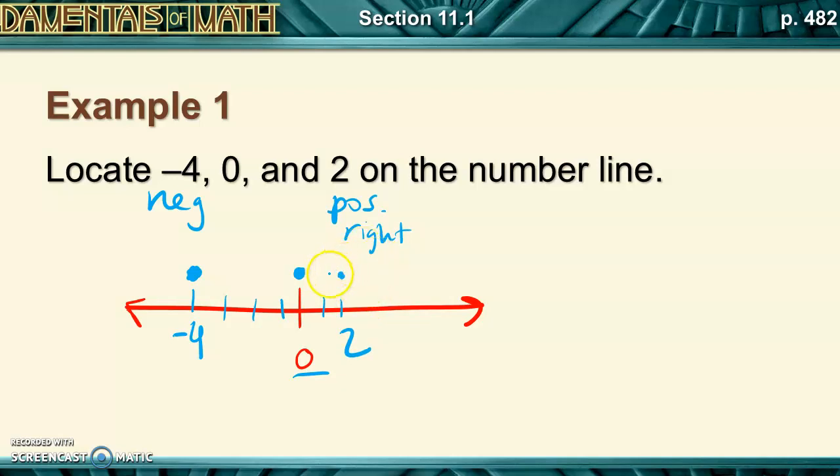So for this problem, they just want us to locate these values on a number line. It's not really that difficult. Just remember 0 is always in the middle. 2 and all the positive values are always going to be on the right. And -4 and all the negative values will always be on the left. Cool? Cool.